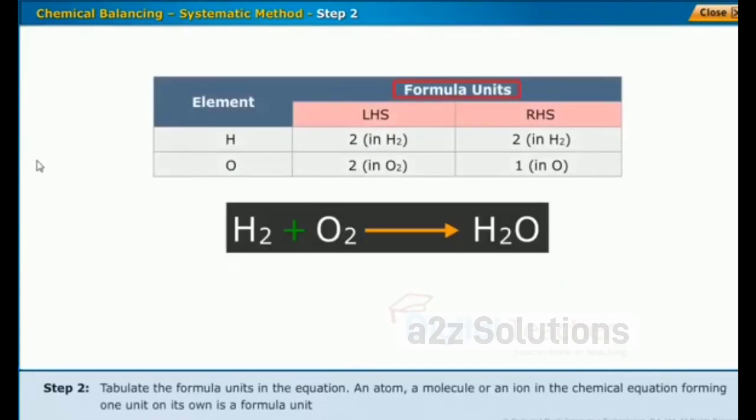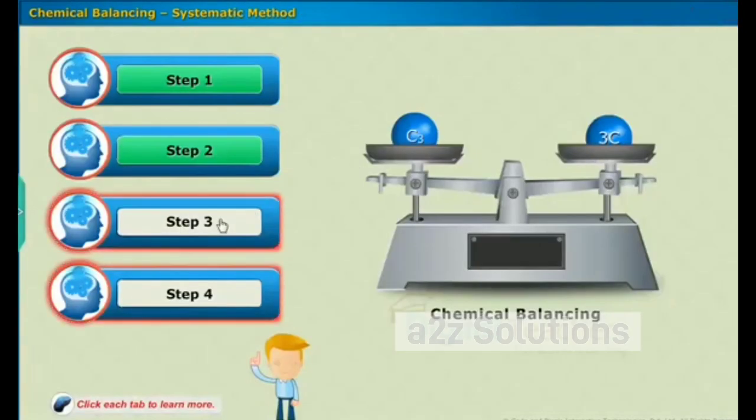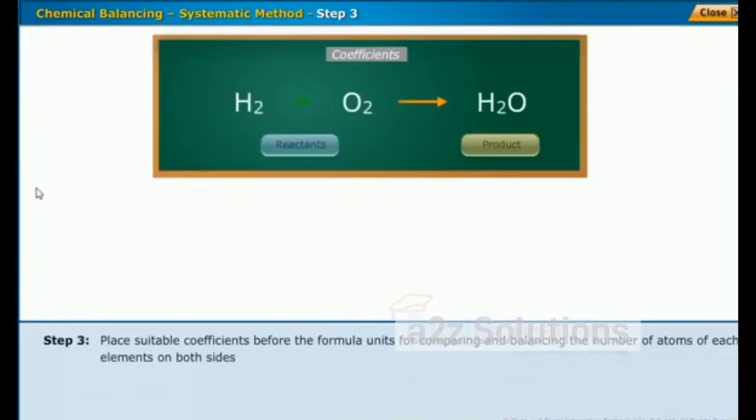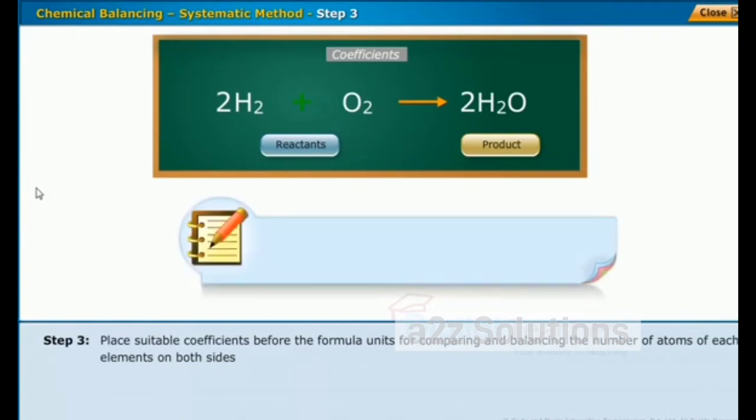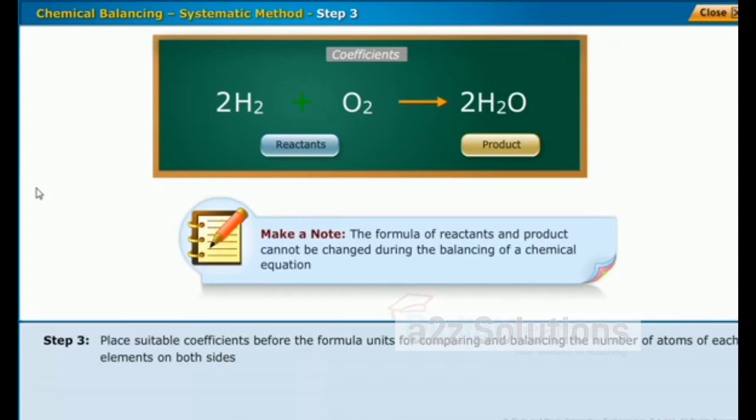Step 2. Tabulate the formula units in the equation. An atom, a molecule, or an ion in the chemical equation forming one unit on its own is a formula unit. Step 3. Place suitable coefficients before the formula units for comparing and balancing the number of atoms of each element on both sides. Make a note. The formula of reactants and product cannot be changed during the balancing of a chemical equation.